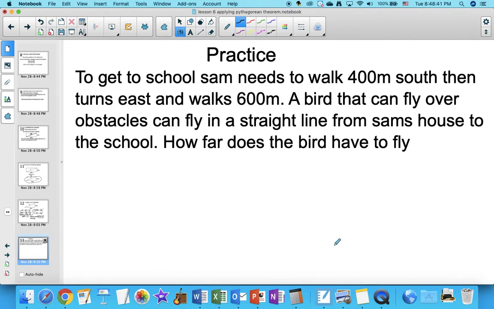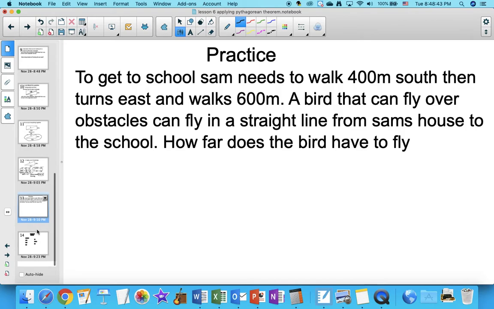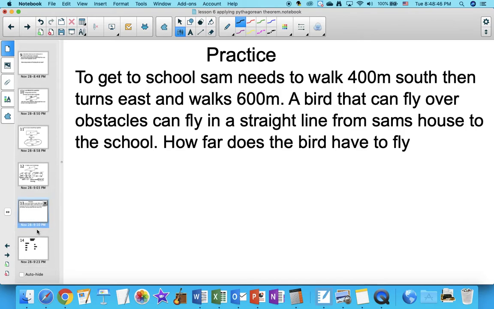So here's a question you can do on your own and see if you can solve that one. To get to school, Sam needs to walk 400 meters south. He turns east and walks 600 meters. A bird that can fly over obstacles can fly in a straight line from Sam's house to the school. How far does the bird have to fly? So first off, you look at what the question is asking. What is the question asking? It's asking how far does the bird have to fly if it flies in a straight line?